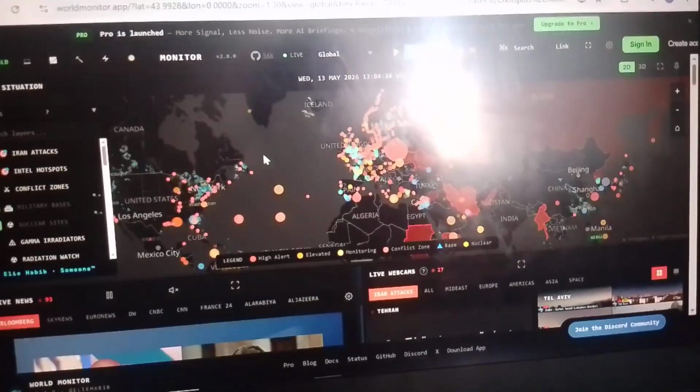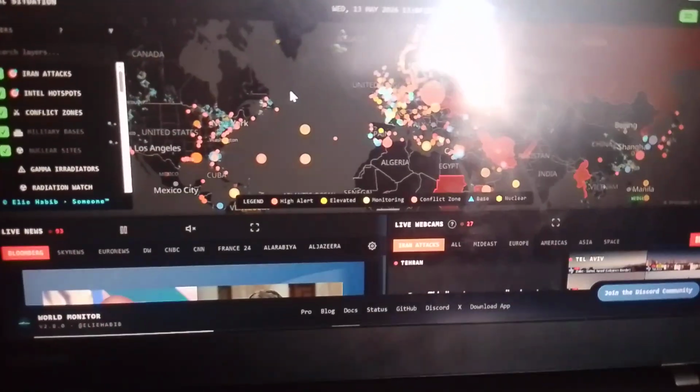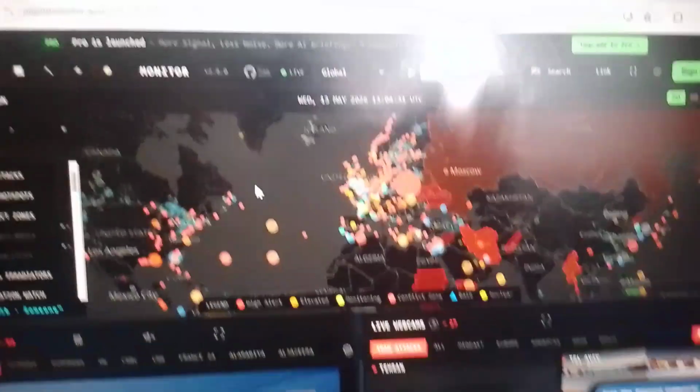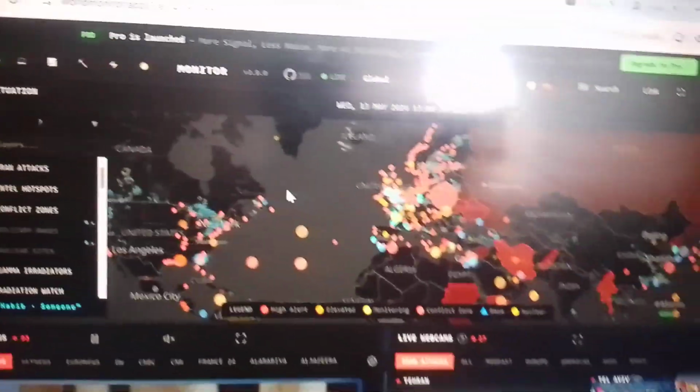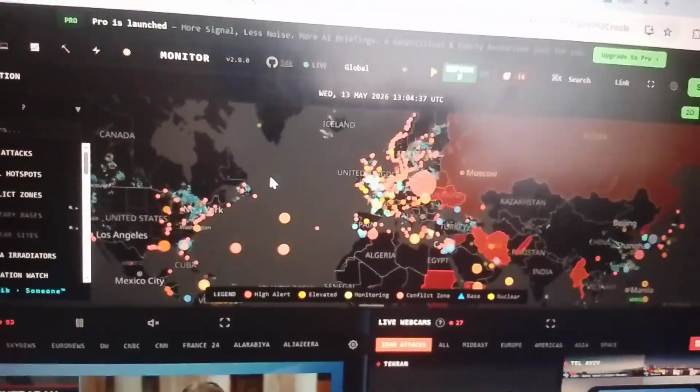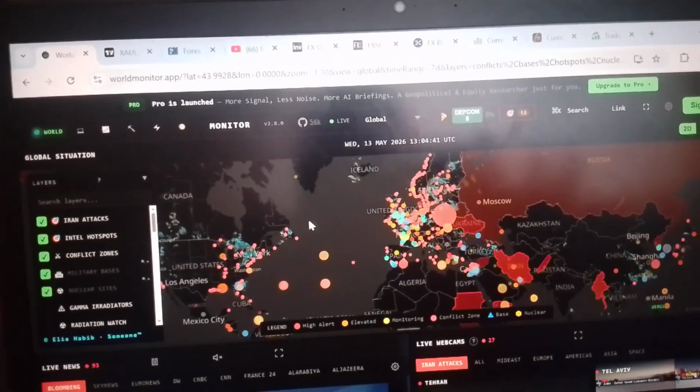This one. My camera is, I don't know, what is happening with my camera? I think it is this window. Yes. This is the Real-Time Global Intelligence Dashboard.